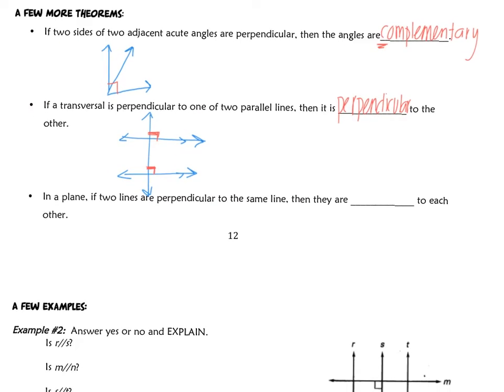The last theorem is: in a plane, if two lines are perpendicular to the same line, then they are going to be parallel to each other. And that's kind of based off of the first drawing as well, just looking at it as being perpendicular first. Then it proves that these two lines will be parallel. Okay, so these last two are a reverse of each other.